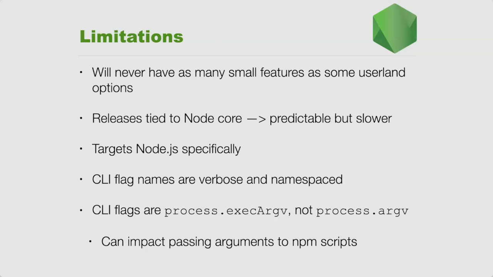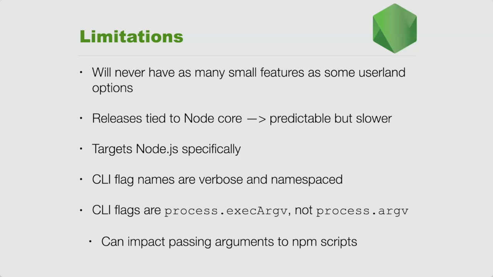Again, the reason is because it's built into core. So while it might be nice to have dash skip, in the context of Node Core, people would not really be sure what that's referring to. Is that skip an HTTP request? Is that skip something else? So we kind of had to make these more verbose flags.